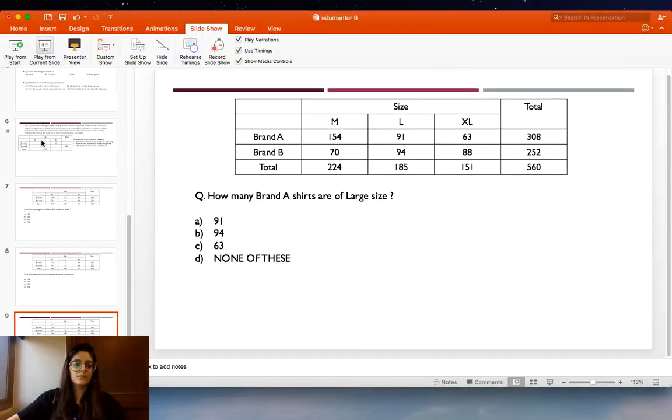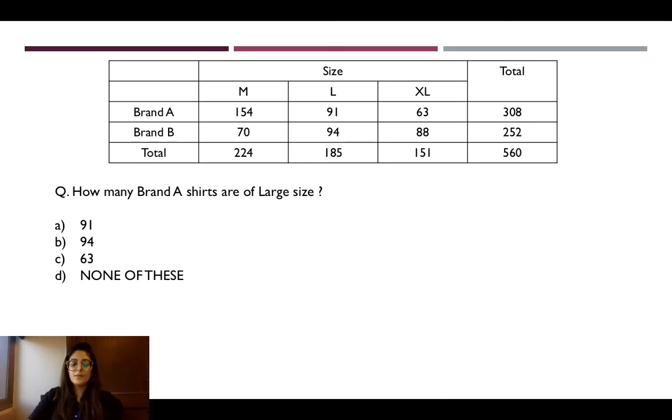Clear? Okay. Okay, moving to the last question, we have how many brand A shirts are of size large. So no percentage, it's a very direct question: how many of the brand A shirts are of large size. So here is my brand A, out of it large size shirts are 91. So this is a direct question and a very, very easy one. So that concludes our session.